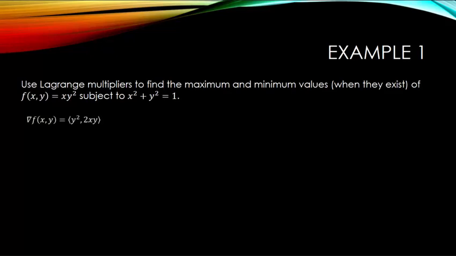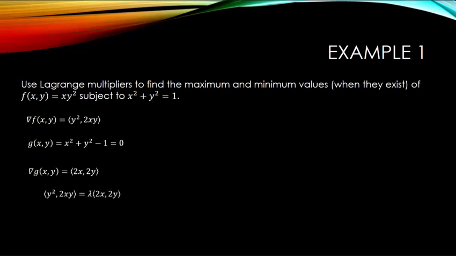I first take the gradient of f of x,y. This gives me the vector with components y squared and 2xy. Then I have to make sure that the equation g of x,y is equal to 0. I rearrange my constraint function to give me g of x,y. I get x squared plus y squared minus 1 is equal to 0. Now I take the gradient of g of x,y and I get a vector with components 2x and 2y.